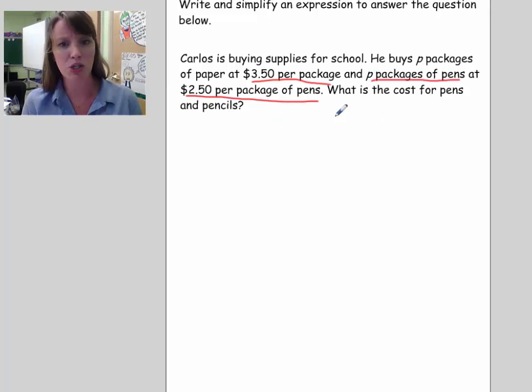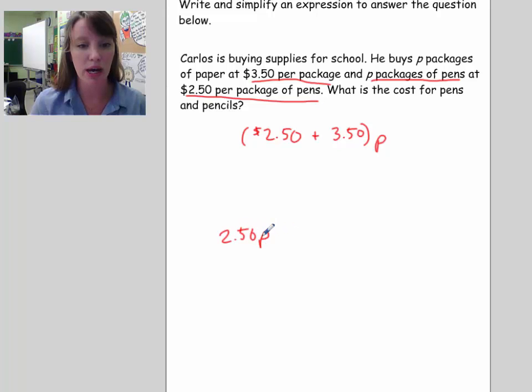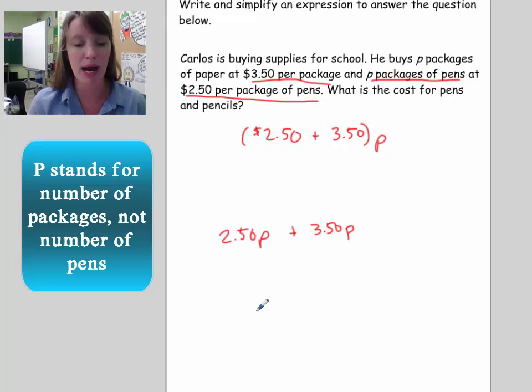There's a couple different ways you could do this. You could combine the price of a package of pens and a package of paper, and say that this is the cost for one package of both of these objects, but you're buying P amounts. This is one way of doing this. Or you can say, well, it's $2.50 for a package of pens, and you're buying P amounts, plus $3.50 per package of paper, and again, you're buying P packages.